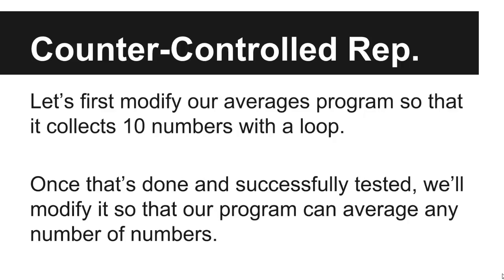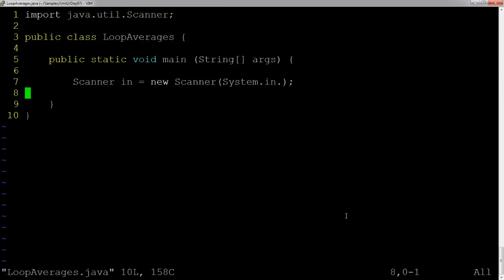So our next step in making our averages program fully functional is to modify it, first so that it just collects 10 numbers with a while loop. Maybe we'll make that 5, just for brevity's sake. And then after that, we'll modify it so it can average any number of numbers, and I'll show you how to do that real fast. Okay, so here's our code. We've got a scanner, we've got a class, a main method, we've created our scanner, so life is pretty good.